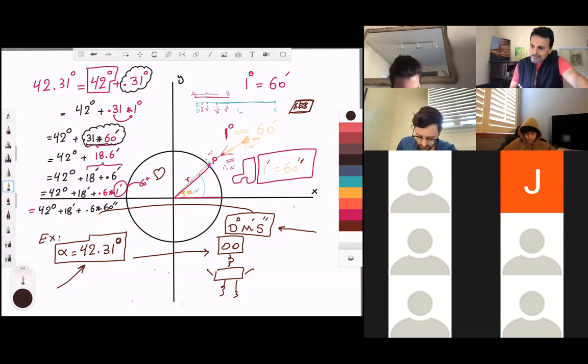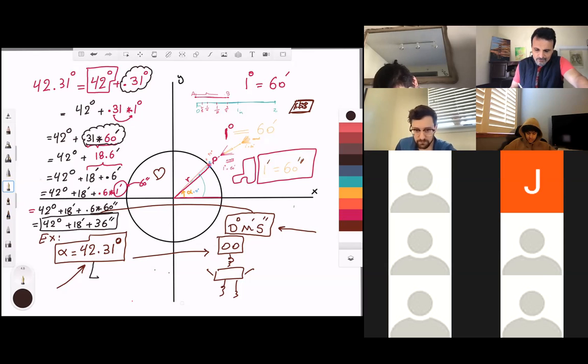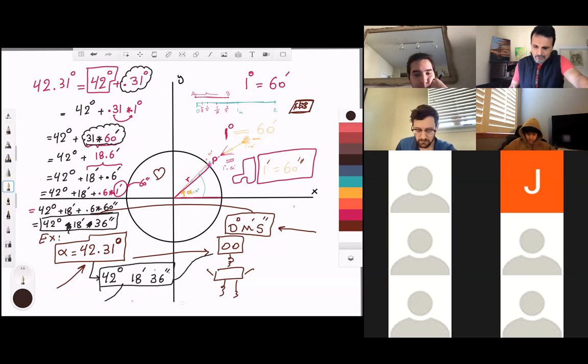What is 0.6 times 60? 36. Okay, 18 minutes. So this is going to be 36, and the unit is second. So we are done. 42.31 is exactly 42 degrees, 18 minutes, 36 seconds. And I'm not going to put plus, so the plus will go away. So this will be something to insert inside of your robot to understand this one.